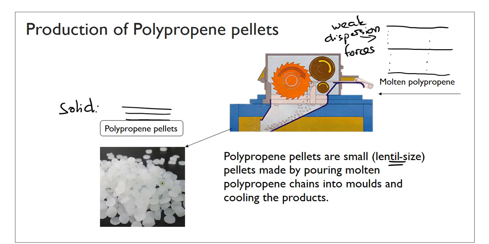So these polypropylene pellets will then be shipped to different factories that use polypropylene to produce different plastic products. And a lot of the time they are shipped internationally. I think a lot of the companies that make these pellets are in China. Apparently you can order them from Alibaba. I was looking at it the other day.